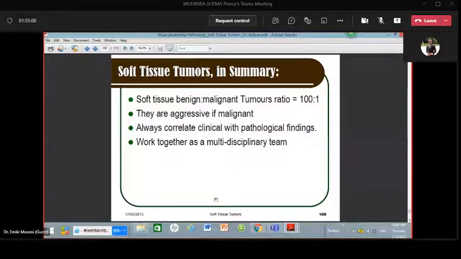So in summary, for soft tissue, most of them are benign. They are aggressive if they are malignant. Always coordinate with clinical and pathological findings and work together as a multidisciplinary team. Multidisciplinary team here means a physician, radiologist, pathologist, and oncologist. They meet together, what we call a tumor board, then they discuss the diagnosis. This is why they call it a multidisciplinary team.